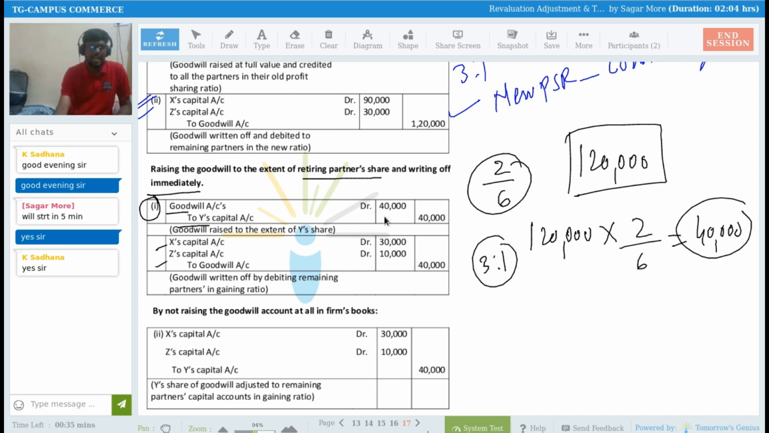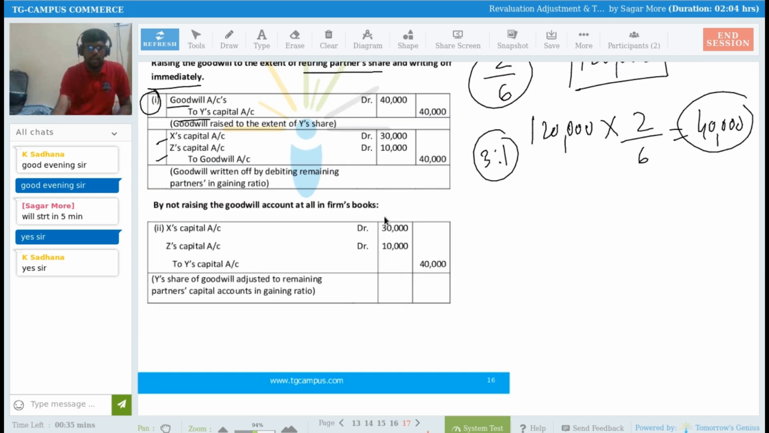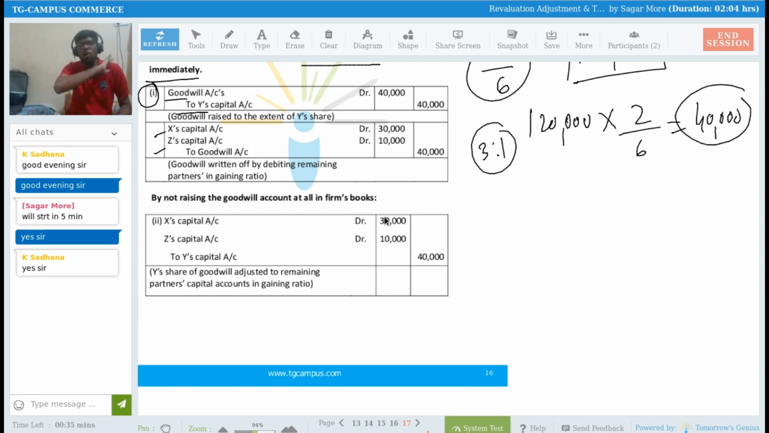Now, next is not raising the goodwill account at all in the firm's books. So you are not raising goodwill at all. In that case, what do you have to do? This concept is important from the CBSE point of view. Whenever they are not raising goodwill at all, then you simply see who is the gaining partner and who is the sacrificing partner. You have to debit the gaining partner's capital account and credit the sacrificing partner's capital account. That's it, right?